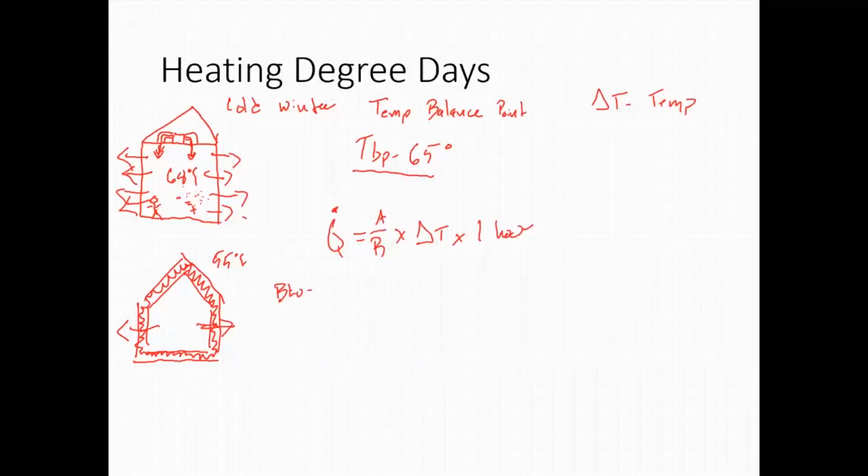Remember, the dot indicates that we have a flow rate, right? It's not total energy, it's flow rate of energy. So, you know, instantaneous rate. So we're just going to have Q, total energy, equals area over the R value times delta T times 1 hour. The difference being our delta T.